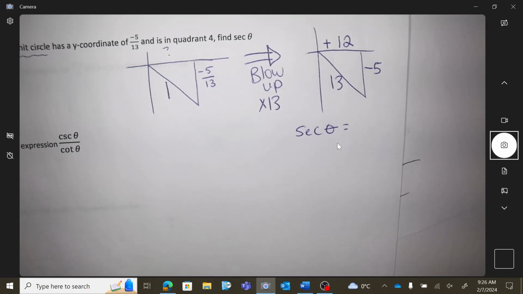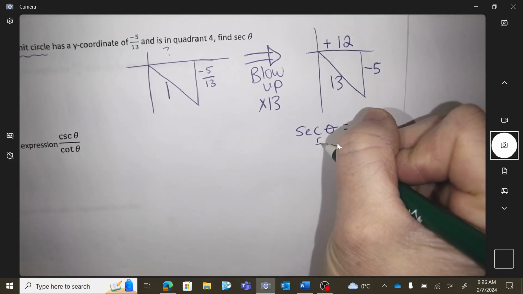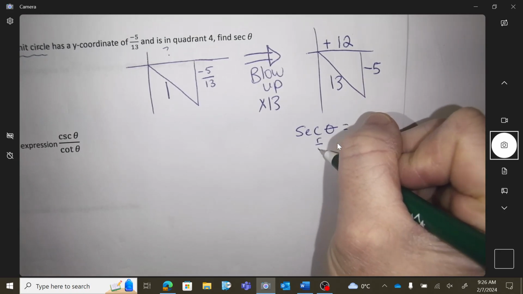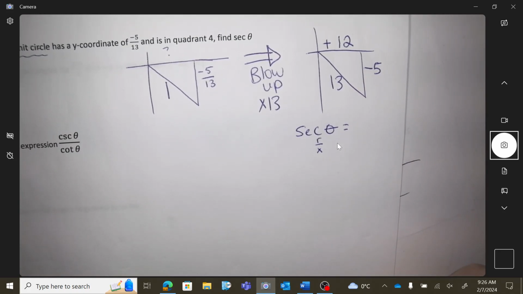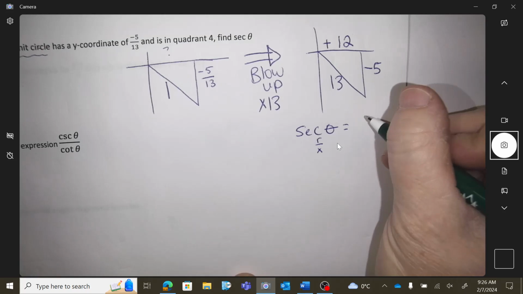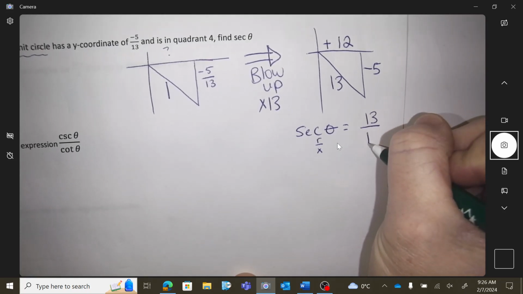So your final answer is secant theta. You need your two letters. What over what? R over X. R over X.